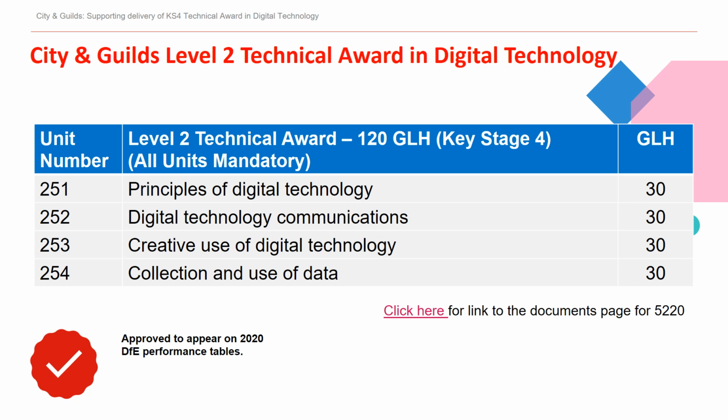The learning content for this qualification covers principles of digital technology, where the learner will go through understanding application software, understanding networks, and understand cyber safety and compliance. Digital technology communications covers understanding of digital communications technology and use of software to communicate digital content. Creative use of digital technology will provide them with an understanding of file formats and their use, communicating information creatively, and how to design, develop and create web pages. And the final unit, collection and use of data, will help them understand data collection methods, data storage and software, planning and implementing databases.